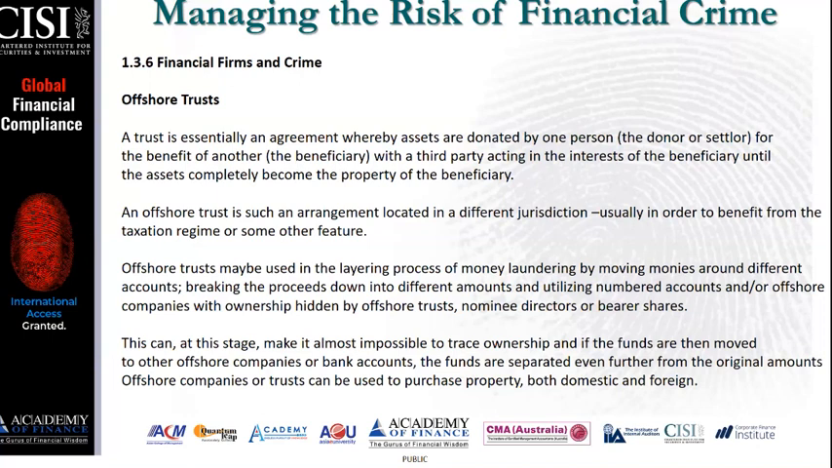Offshore trusts may also be used for the layering process of money laundering by moving monies around different accounts, breaking the proceeds down into different amounts and utilizing numbered accounts, and or offshore companies with ownership hidden by offshore trusts, nominee directors and bearer shares. At this stage this can make it almost impossible to trace ownership. And if funds are then moved to offshore companies or bank accounts, the funds are separated even further from the original amounts. Offshore companies or trusts can be used to purchase property, both domestic and foreign.